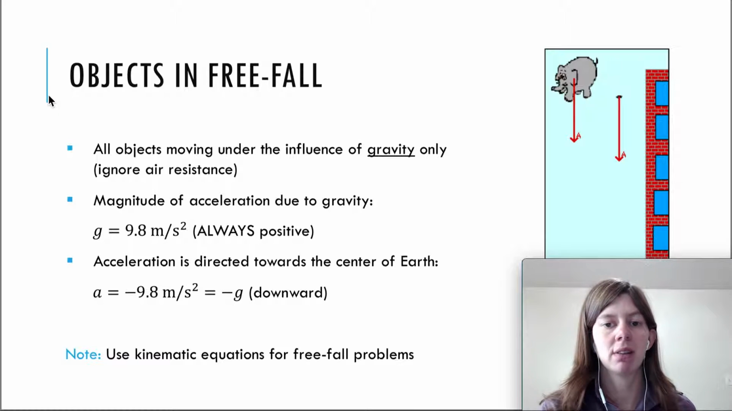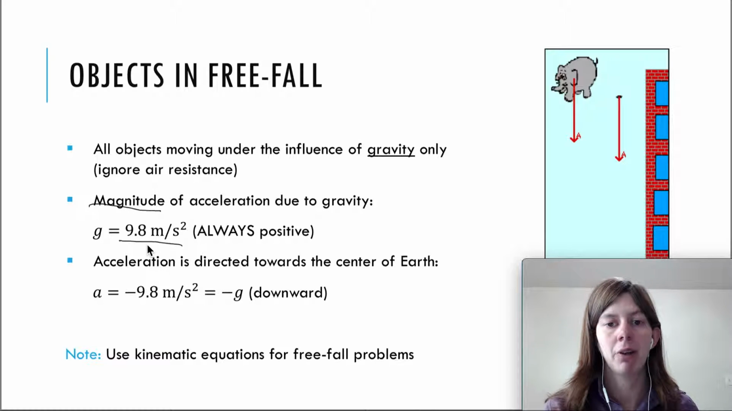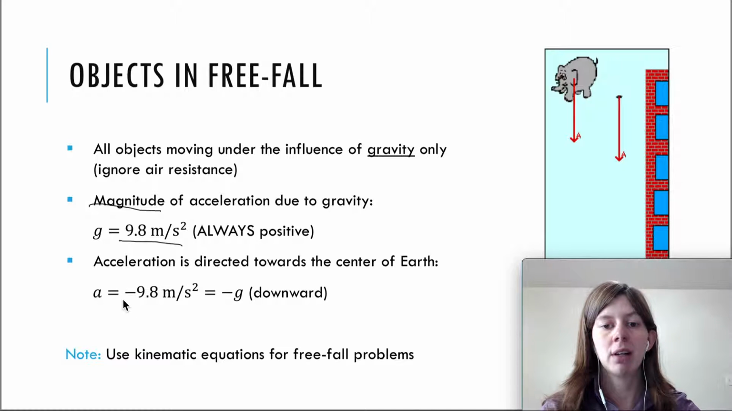So the magnitude of this acceleration is always going to be 9.8 meters per second squared, and we represent it with the lowercase letter g. This is always a positive number because this is just the magnitude of the acceleration, the amount of the acceleration. Now, if you're trying to know the acceleration of the object, which is a vector, then you need a direction. So the acceleration is going to have to include a negative. So the acceleration will be negative 9.8 meters per second squared because this acceleration is downward.